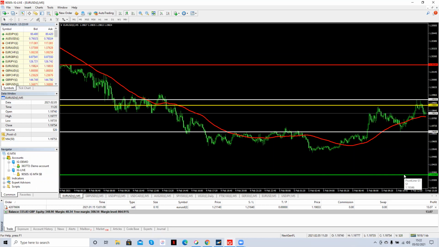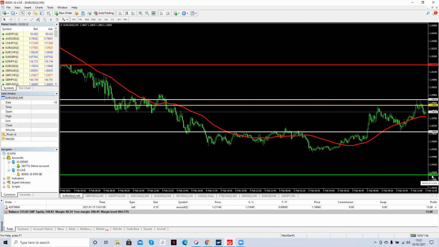So S1 is 1.1934. Well, 35 if you round it up, because the fifth digit there is 6. So 1.1935, 2 pips below that.